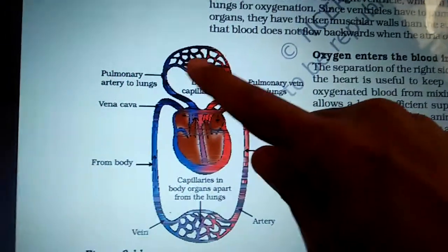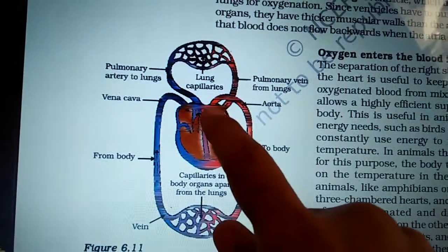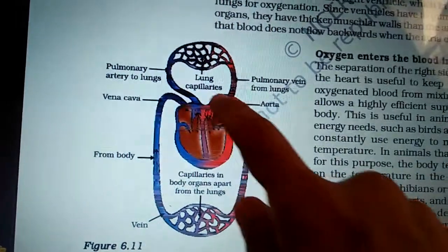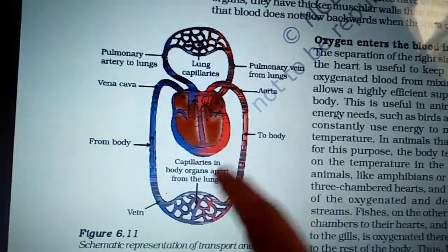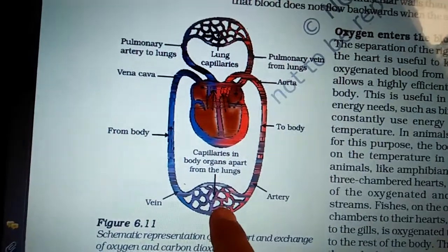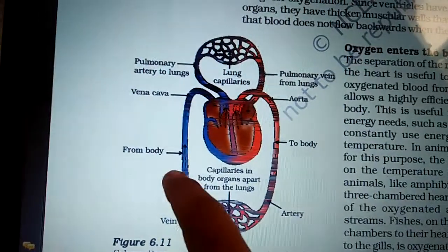Oxygenated blood from the lungs enters into the heart. It enters into the left atrium, then the left ventricle. From the left ventricle, through the major aorta, it gets divided into arteries and arterioles, then it enters into the body cells. From the body cells, oxygen is taken in and carbon dioxide is given out.